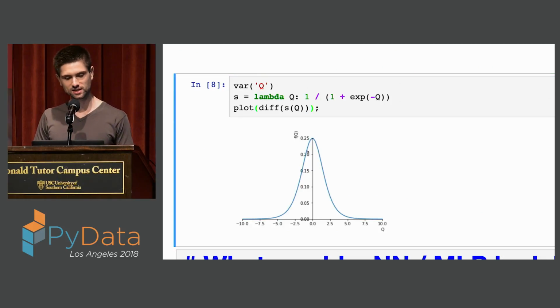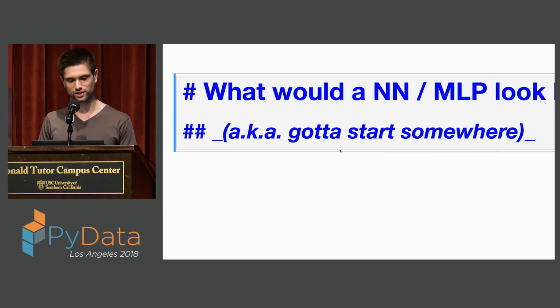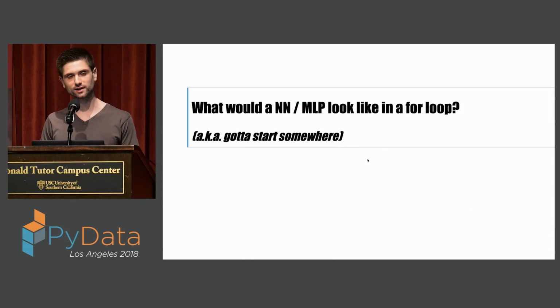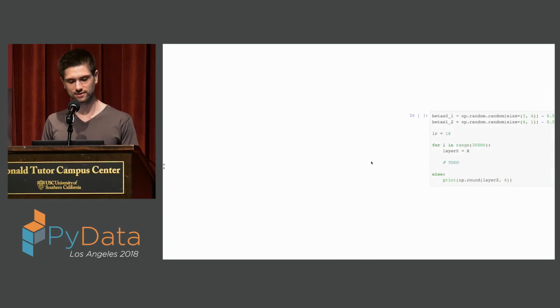And the derivative looks like this. The derivative is positive right around 0, and then rapidly tails off and is very close to 0 everywhere else. So that's what the sigmoid function and the derivative of the sigmoid look like. So with that, let's dive in.